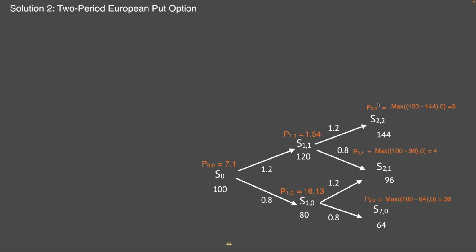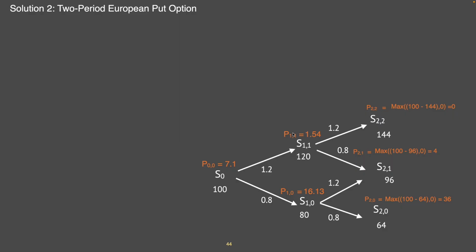Now we have calculated these values, which we just explained. I have put it here in the form of a diagram. So P22 is max of 100 minus 144, 0. Here P21 is max of 100 minus 96, 0, which is 4, and P20 is max of 100 minus 64, which is 36. Now we have to do the backward induction in order to get the value of P11, P10, and P00.